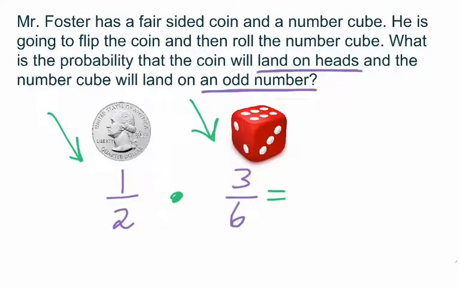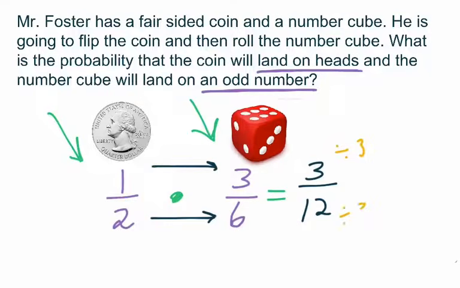So straight multiplication with fractions here, we're going to multiply the numerators, multiply the denominators. 1 times 3 at the top is 3. 2 times 6 at the bottom is 12. 3 out of 12 is pretty close to the answer, but it's not simplified. We want to simplify this fraction, and 3 can go into both 3 and 12. So 3 goes into itself 1 time, 3 goes into 12 4 times. So it looks like the probability is a 1/4 probability.